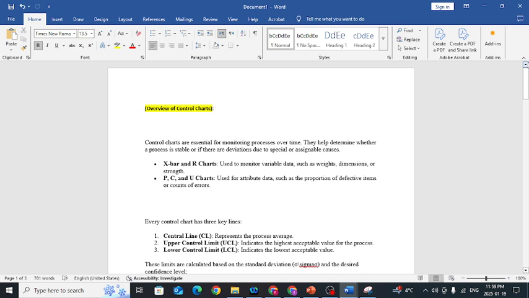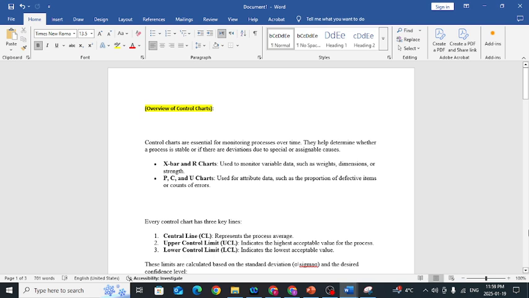Control charts are essential for monitoring processes over time. They help determine whether a process is stable or if there are deviations due to special or assignable causes. X-bar and R charts are used to monitor variable data such as weight, dimensions, or strength. P, C, and U charts are used for attribute data such as the proportion of defective items or counts of errors.